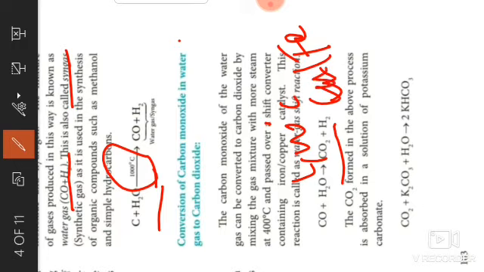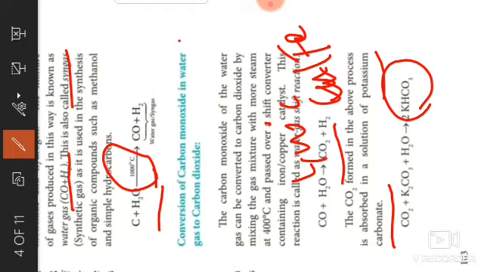The carbon dioxide formed in the above process is absorbed by potassium carbonate. What is that reaction? Carbon dioxide is absorbed by potassium carbonate and water to form potassium bicarbonate. What is this compound's name? Potassium bicarbonate. Okay, this is another reaction.